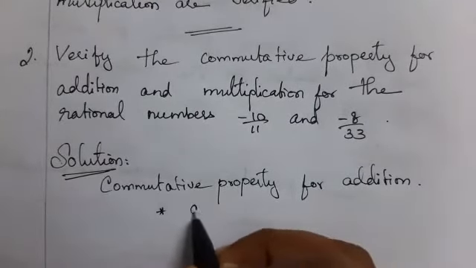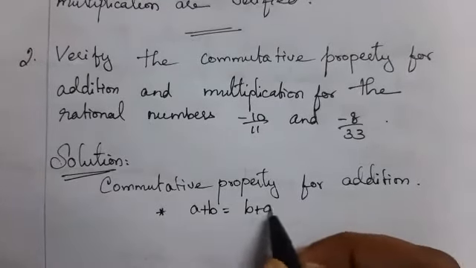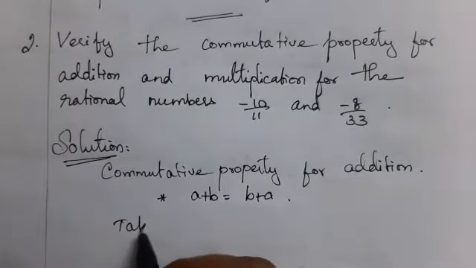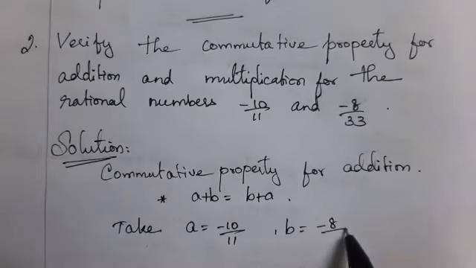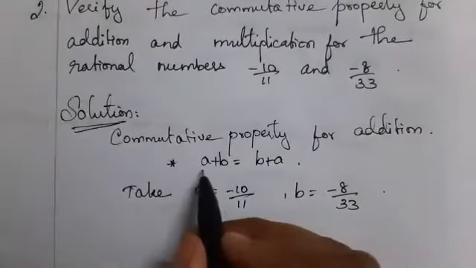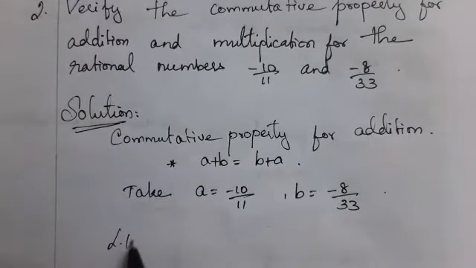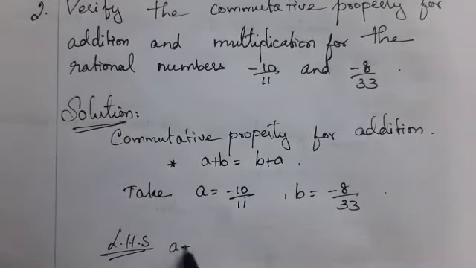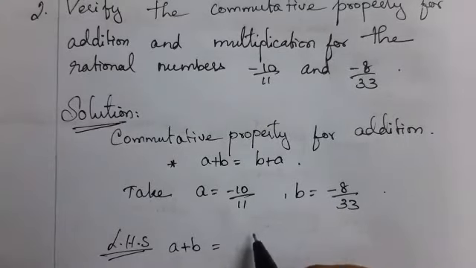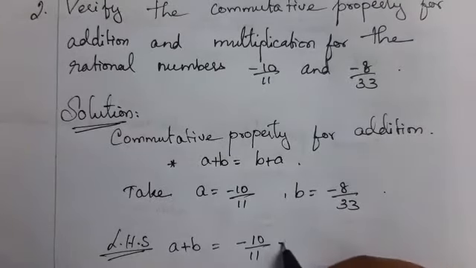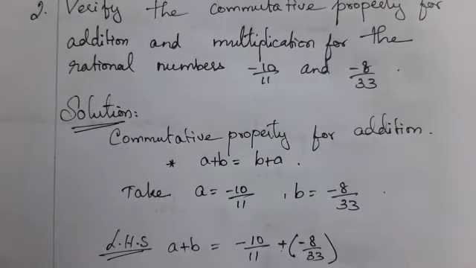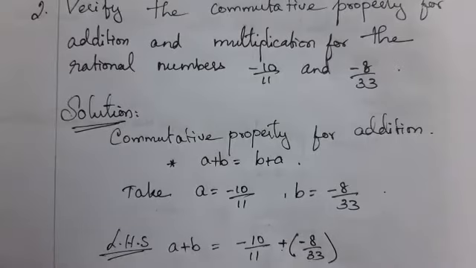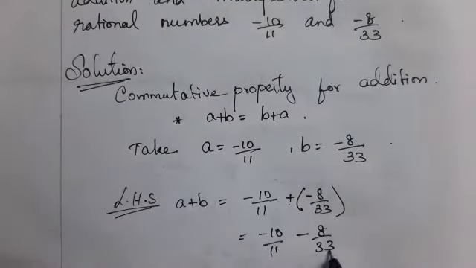For commutative property, a plus b is equal to b plus a. Take a is equal to -10/11, b equal to -8/33. Left hand side is equal to a plus b. First find a plus b. -10/11 plus -8/33. Plus into minus, minus. That is -10/11 minus 8/33.